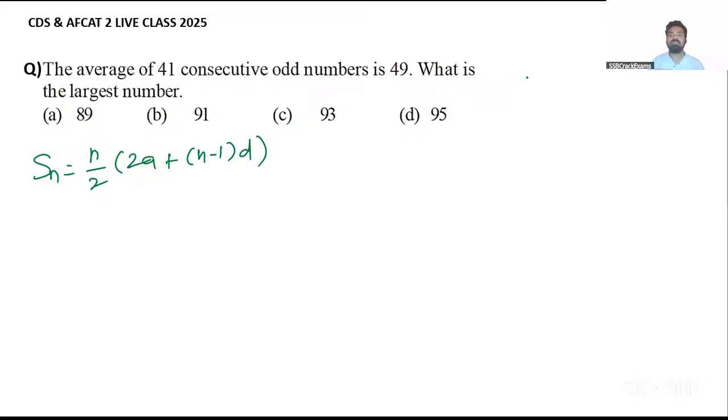So in odd numbers, what do you know about the odd? The sum of 41 consecutive odd numbers is this. What is the largest number? It is asking for the largest number.